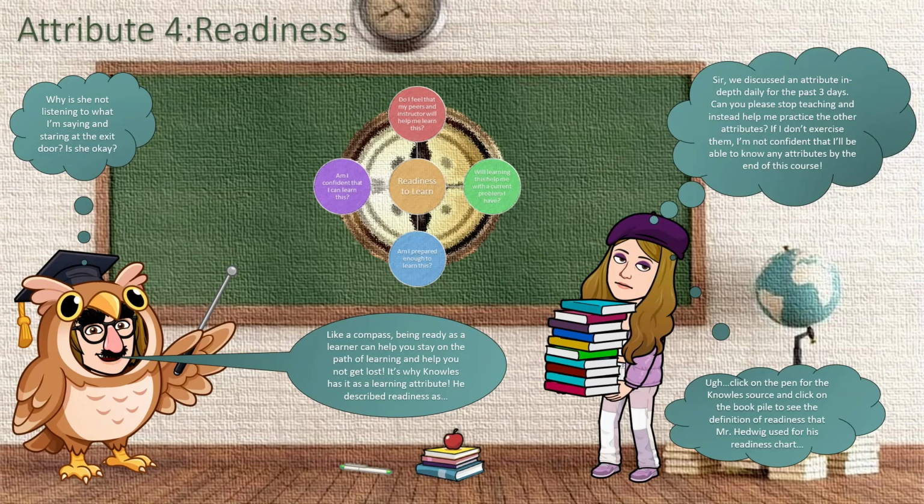Readiness is the fourth attribute that Knowles has. It's basically how well prepared are your learners for the next step. Some questions that I have for this section are, am I prepared or confident enough to learn this, and will learning help me solve a current problem that I have and thus prepare me for the future? In terms of the holidays, I chose Geography Awareness Week and Education Week.